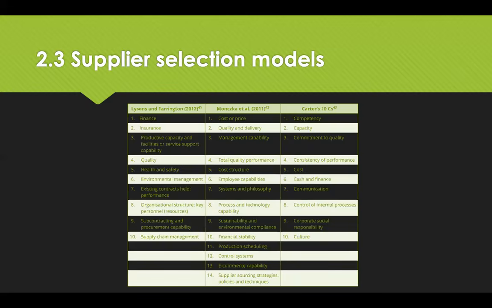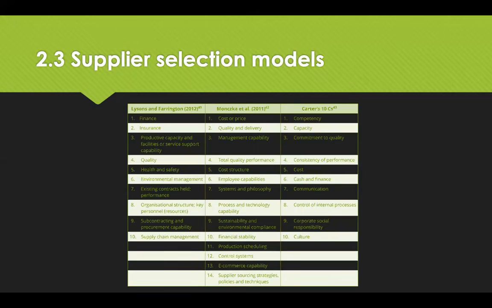Now, Carter's 10 Cs is the most common approach on the right-hand side. There are Lyson and Farrington and Monczka, which is in the middle, but I'd say the most common model to comment on in an exam would be Carter's 10 Cs, which goes through, firstly, competency, looking at whether or not the organisation is able to supply the product or service. Then on to capacity, do they have capacity to meet your current but future demands? Their commitment to quality, do they have a quality policy, an ISO 9001, or a commitment to its success like a quality management system?